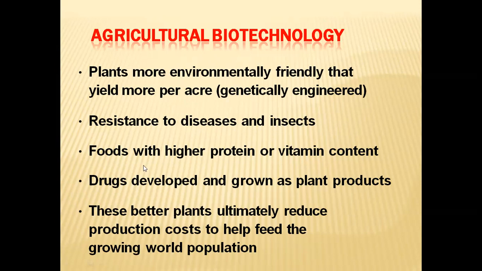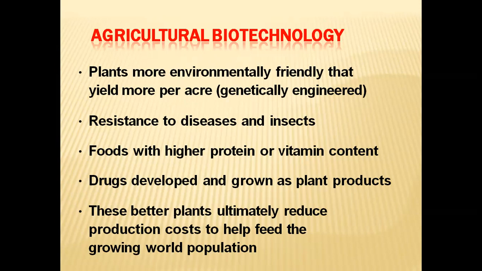And we also use this knowledge to produce foods with higher protein or vitamin content. And in some cases, we also produce plants which have some drugs in their products, like in their seeds or in their fruits or in their leaves. So by eating those plant products, be it seeds or fruits or stems, or any other part of the plant, we can get the drug.